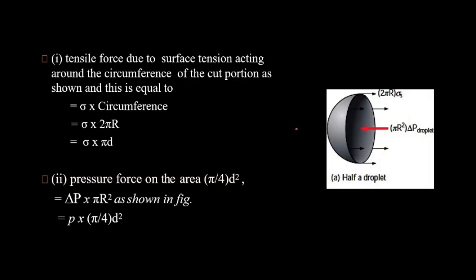First, the tensile force due to surface tension acting around the circumference of the cut portion, as shown in the figure. That is sigma into the circumference of the circle. This is in the form of a circle, right? So sigma into circumference, sigma into 2 pi r. What is the circumference of the circle? 2 pi r. If we consider diameter d, then it is sigma into pi d.